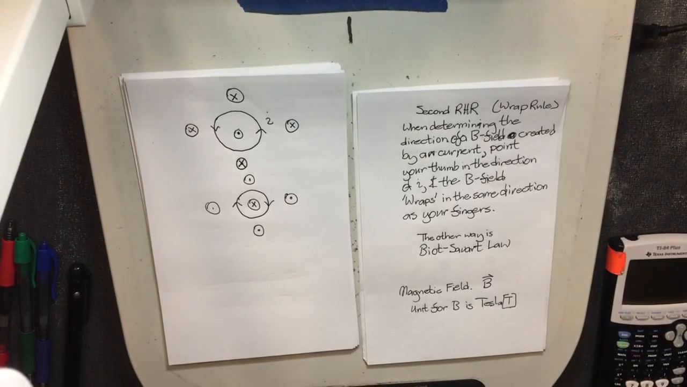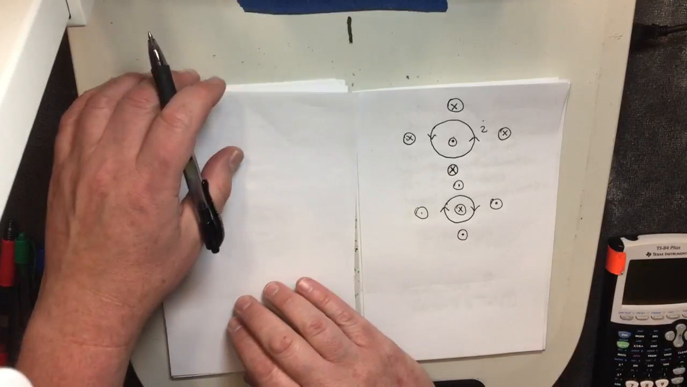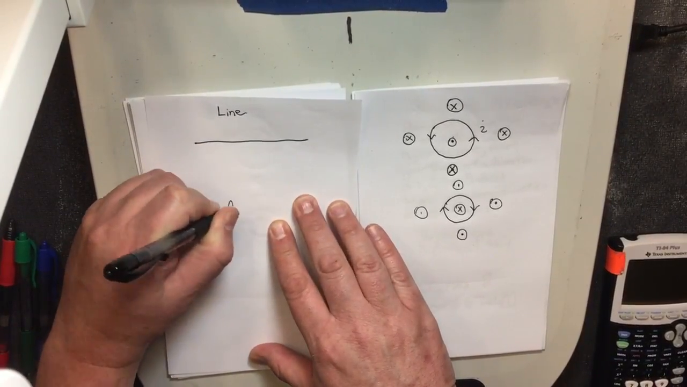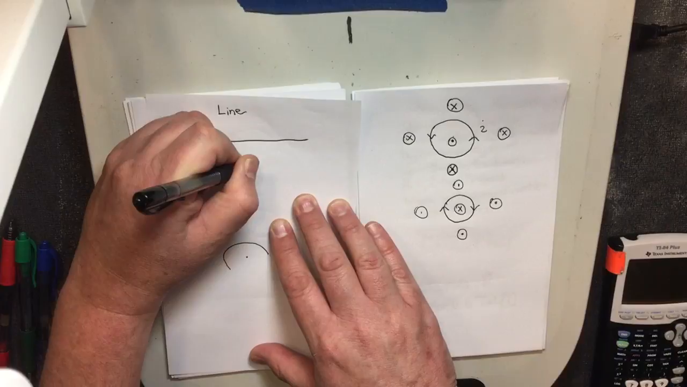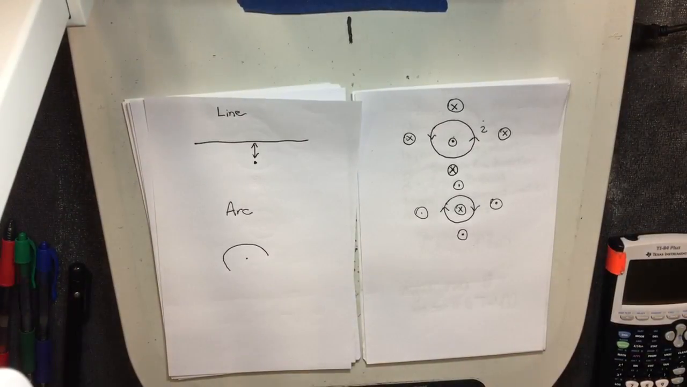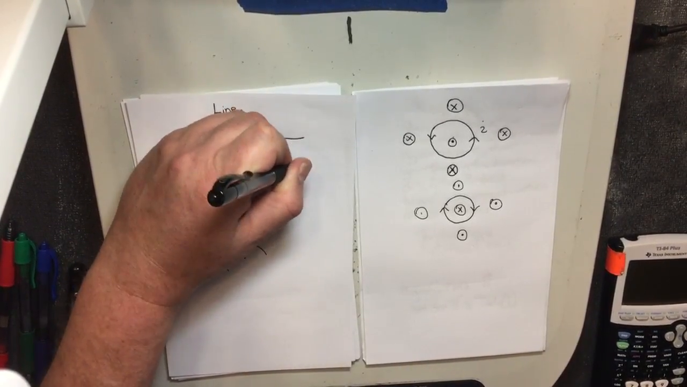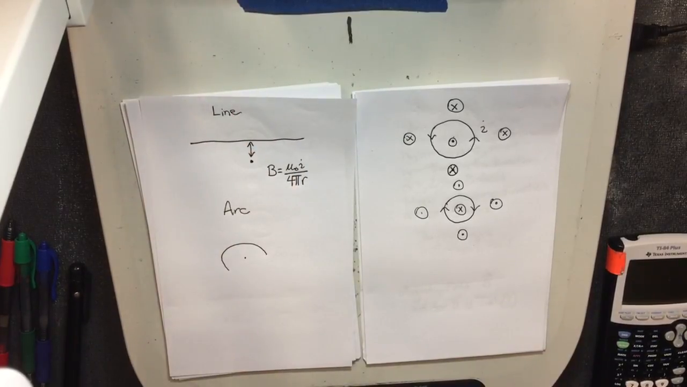Now, when understanding the strengths of magnetic fields, there are two major constructions. One is a line and an arc. If you have a point here, now all of these lines are infinite because I couldn't write this down. The B field magnitude is mu naught I over 4 pi r, I believe. I will double check that equation. I believe it's right.